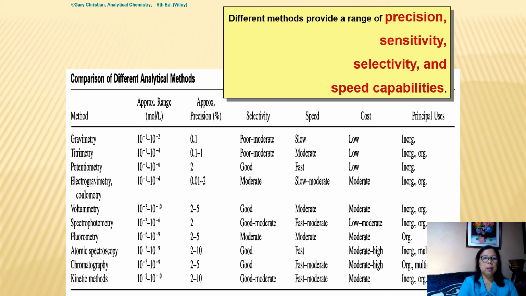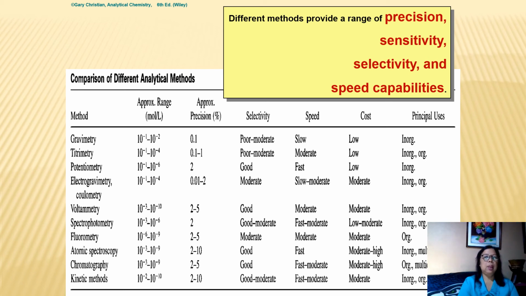So if you are testing for titrimetry, you could have simply 10 to the 1, the approximate range, or 10 to negative 4 mole per ml. And then for the selectivity, this test is from poor to moderate, especially if you don't have enough skill. The speed is moderate, the cost is low, and the principal uses are for inorganic determination and organic determination.